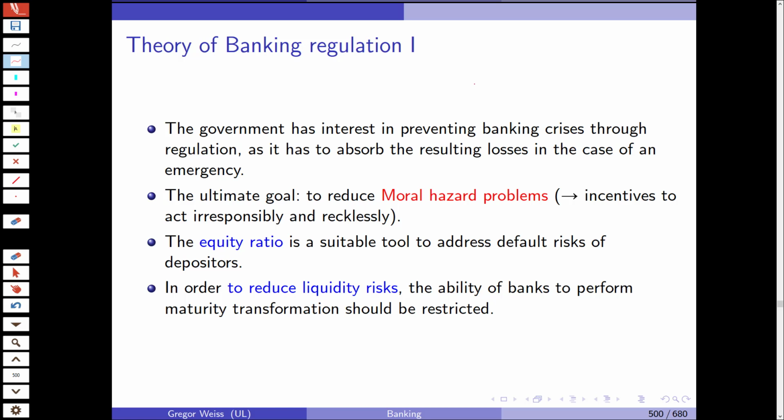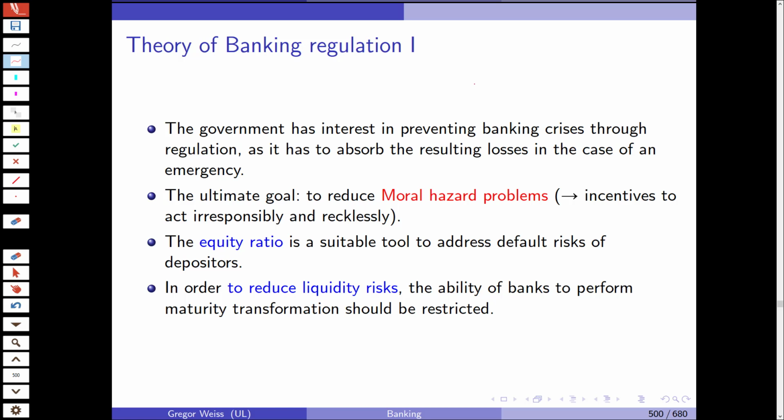Government has an interest in preventing these crises via regulation, and it has to absorb the resulting losses in the case of an emergency. In the end, the central bank or the government will have to act as a lender of last resort if it doesn't want the financial system to go down the drain. So the ultimate goal is to reduce moral hazard problems and to set incentives to act responsibly and not recklessly.